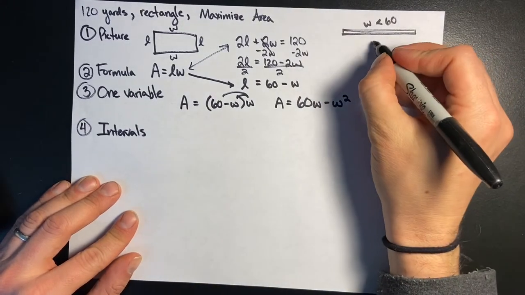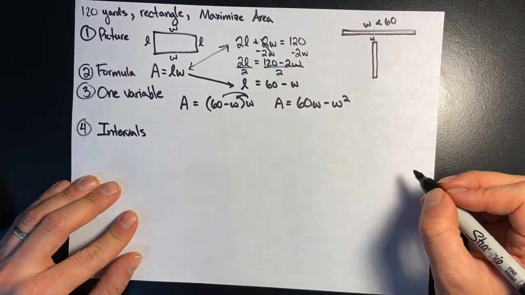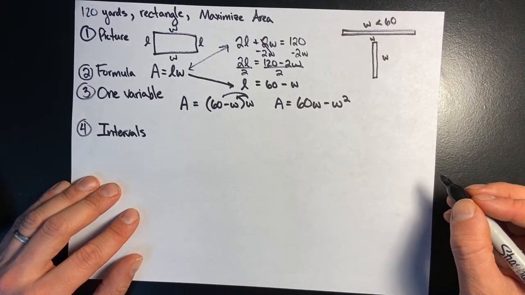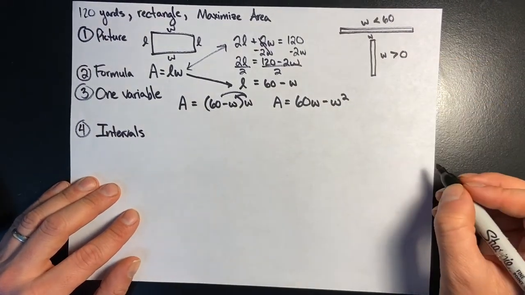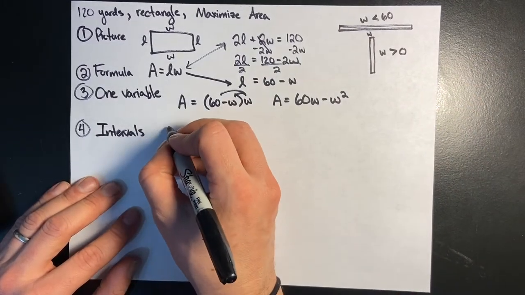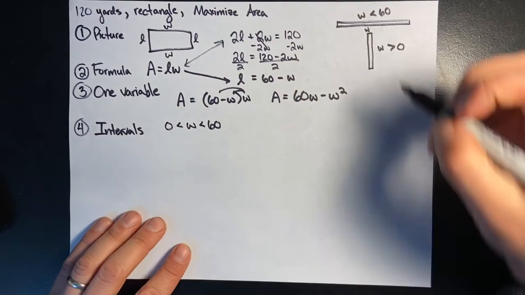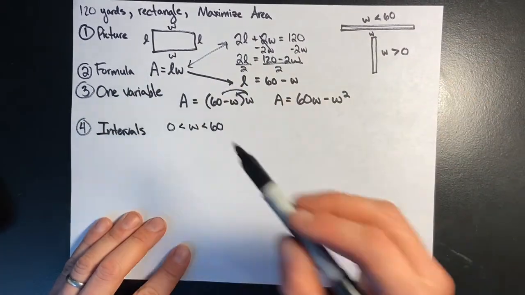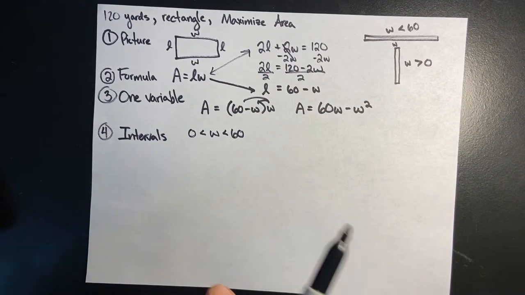I could also make a rectangle with the skinniest width possible. If I choose to do a rectangle with 0.0001 yards, that would be a waste of time, but I still could. It would be greater than zero. So my interval is going to be between 0 and 60. Now, we know very well that if I have a picture where the width is 60, it's not going to work, there's no area. But we still have to write out the intervals because you never know, all right?